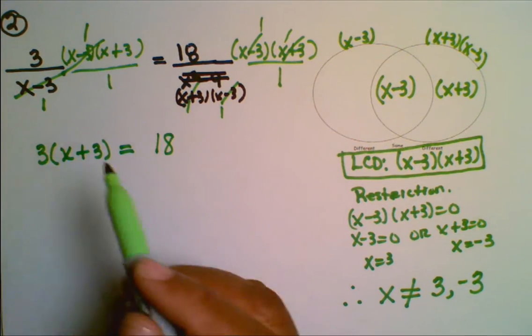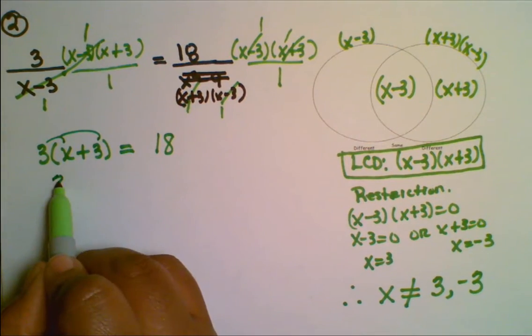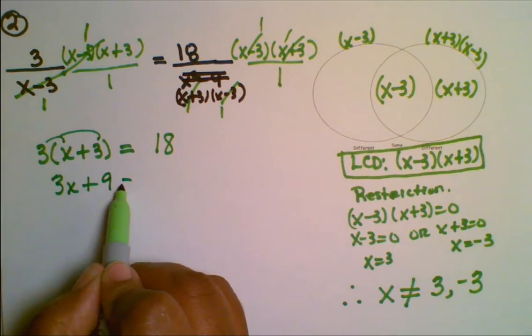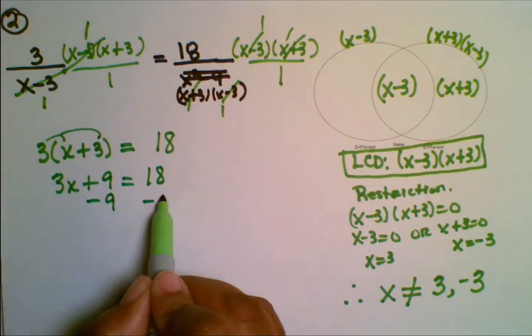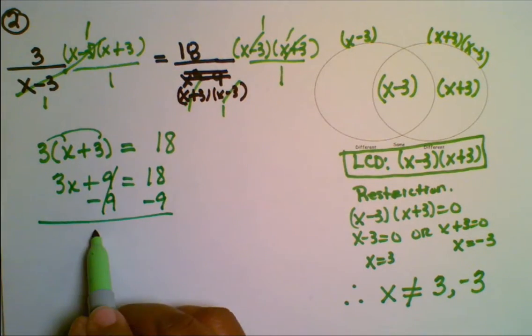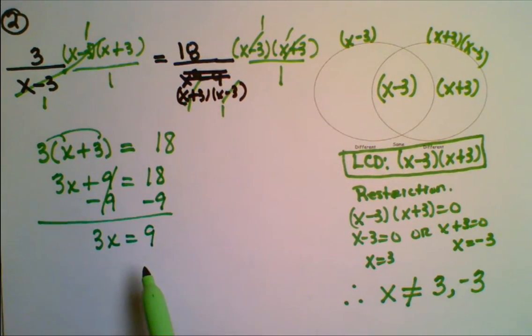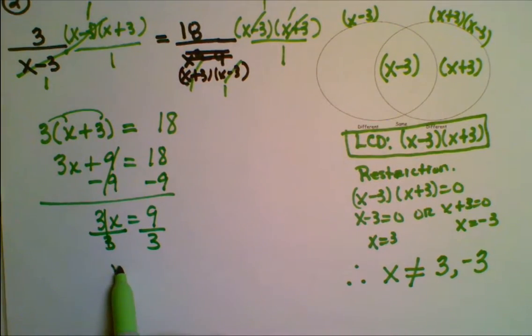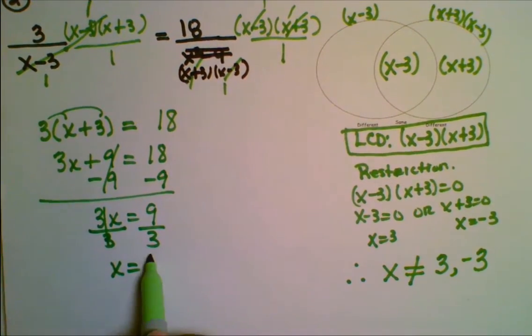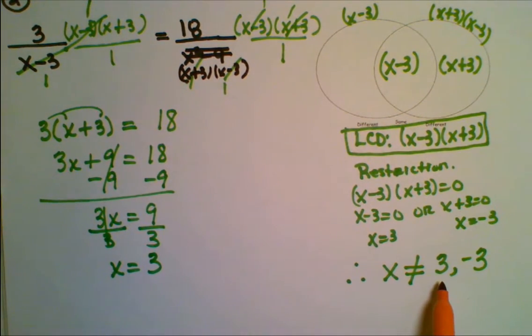Let's solve. We're going to distribute the 3. We have 3x plus 9 is equal to 18. Subtract 9 from both sides. We have 3x is equal to 9. Divide by 3. And we have x is equal to 3. Okay, so we have a solution of 3, but we have a restriction of 3. We have a problem now.